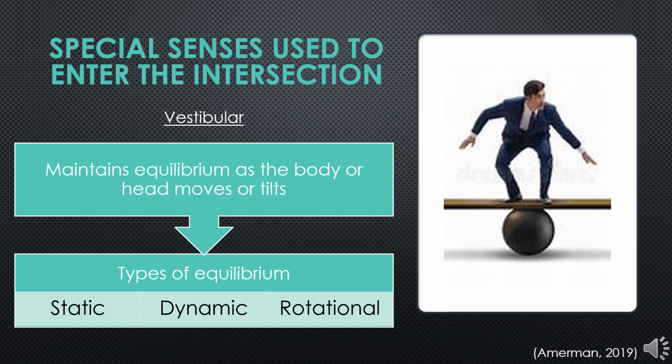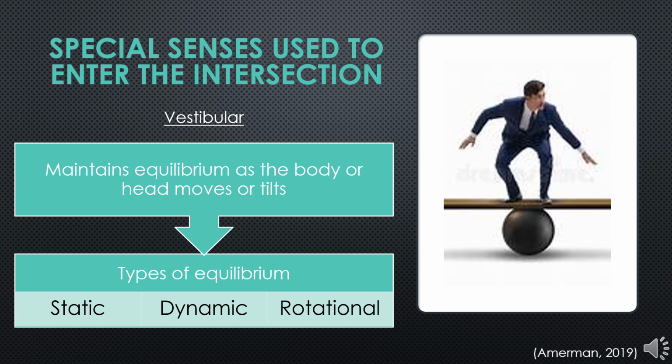Vestibular sensation helps maintain equilibrium as the body or head moves or tilts, and is dependent on information from various sources such as vision and some stimuli detected in the inner ear. The inner ear helps detect two types of equilibrium. Static equilibrium refers to maintaining balance when the head and body are not moving, but rather the head is tilted. Dynamic equilibrium refers to maintaining balance as the head or body are moving.